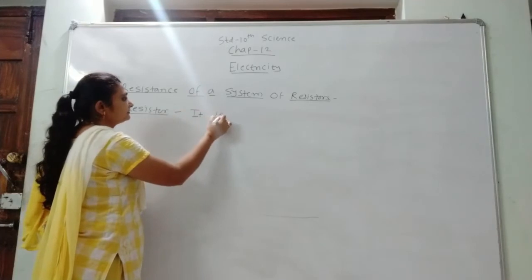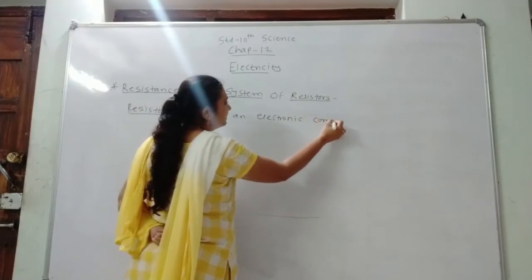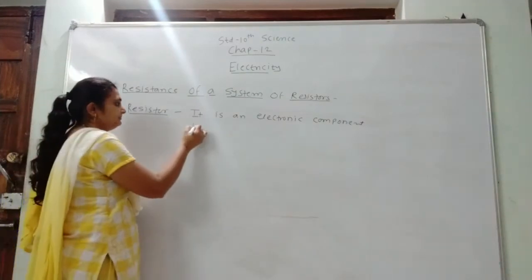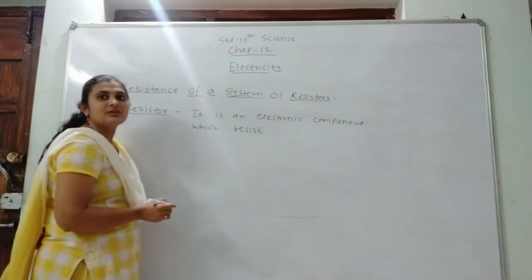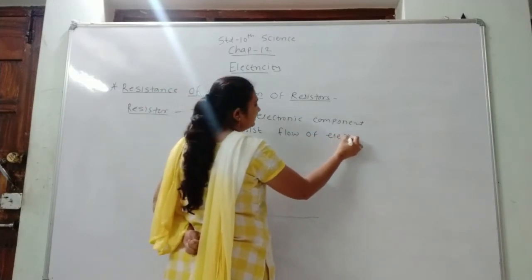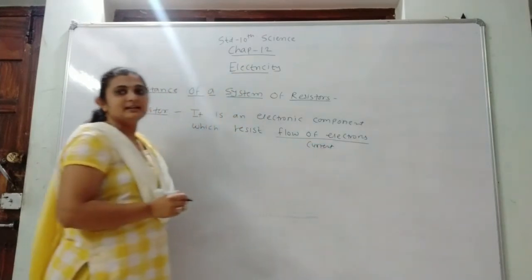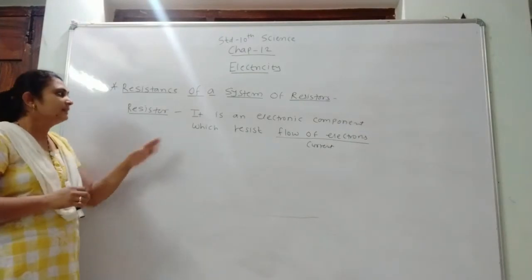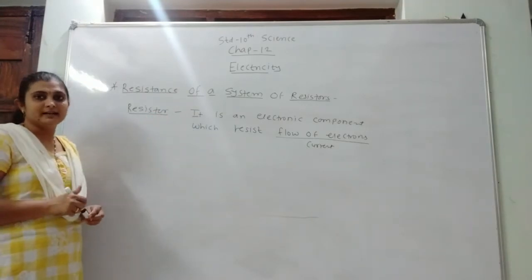It is an electronic component which resists or opposes the flow of electrons. Flow of electrons, you can write here current also. The resistor is a component which has some resistance, and what is the function of a resistor? To oppose the flow of current.